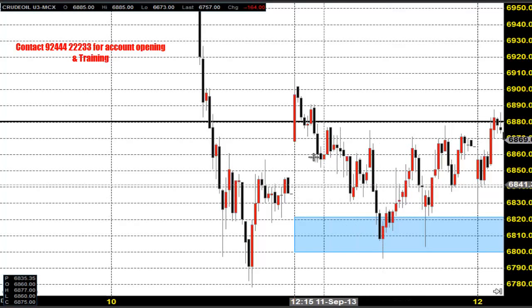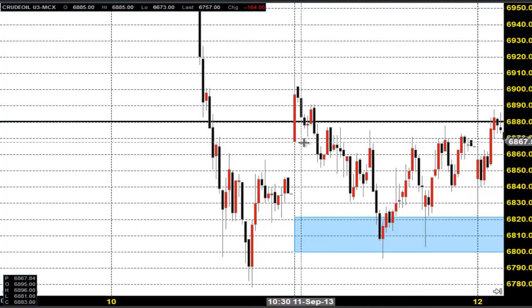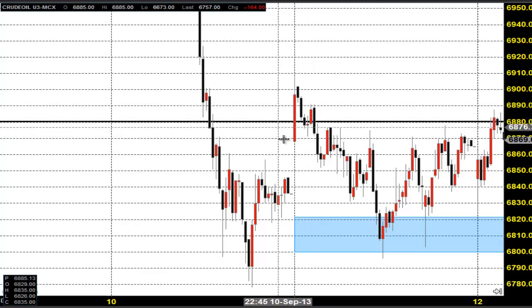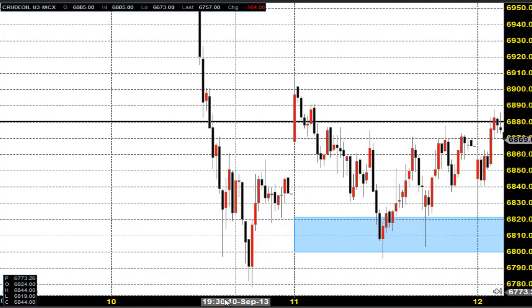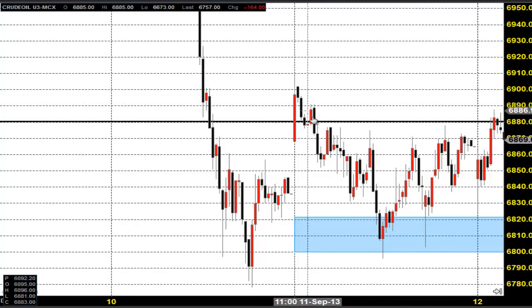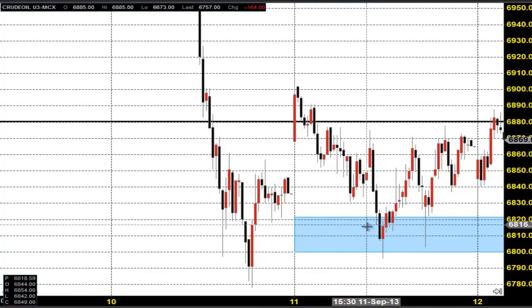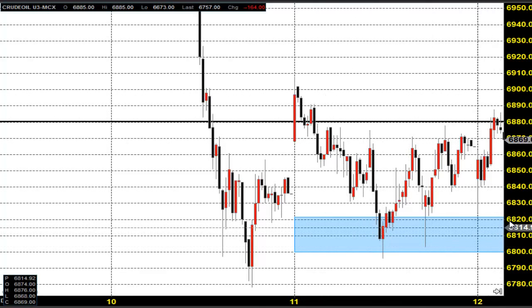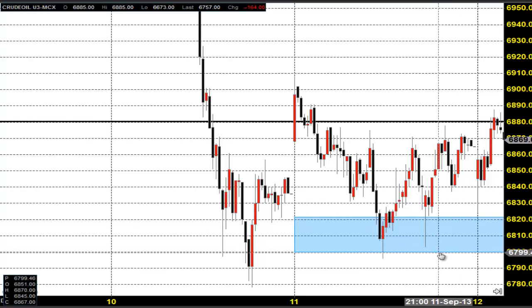So on 11th of September the price opened around 6880. You can see the price on the y-axis and the time and date along the x-axis. The price opened around 6880, and from here the price dropped down till this 6820 and 6800. So what does that mean?